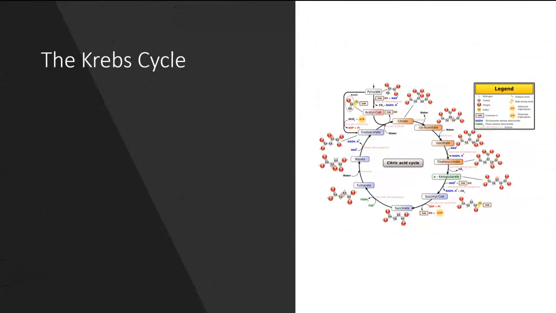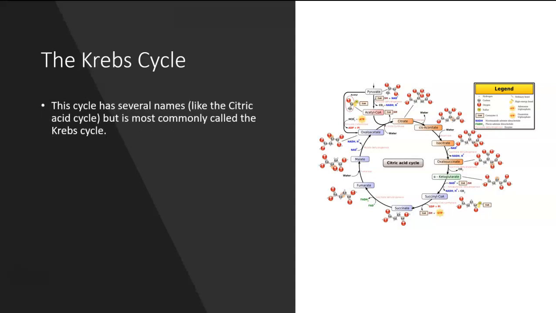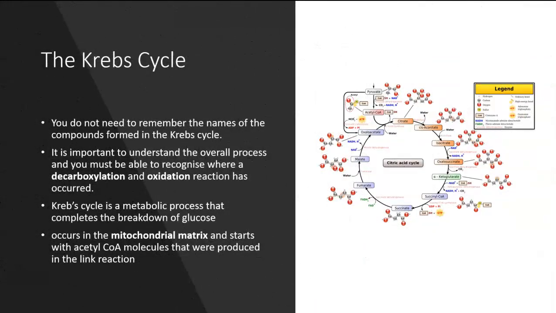So you'll see that the Krebs cycle, also known as the citric acid cycle, is a circular or circuit metabolic pathway rather than linear like glycolysis was. So this has got several names, the citric acid cycle being one of them, but it's most commonly called the Krebs cycle. It's called a cycle because it's cyclic. And we did look at those metabolic pathways in the past.